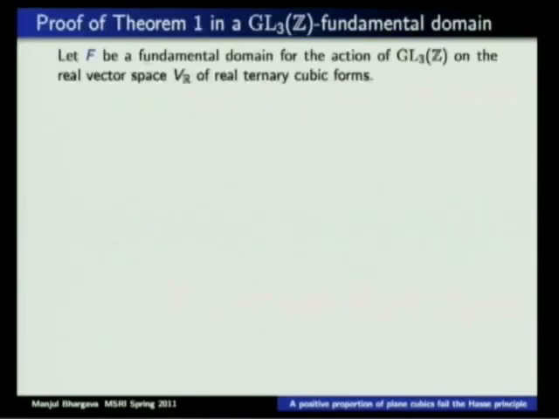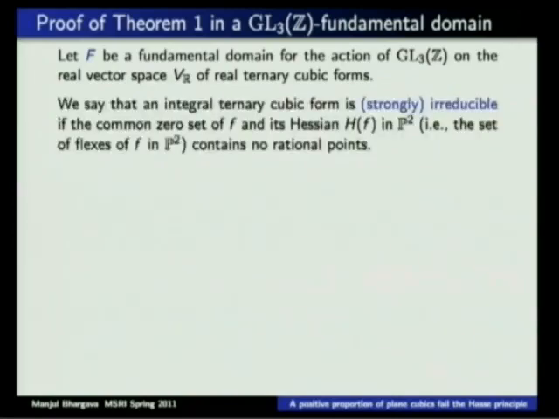So the way we do it is, instead of proving that a positive proportion of ternary cubics fail the Hasse principle in a big box, we first prove it for a fundamental domain for the action of GL3Z on the real vector space of real ternary cubic forms. So let F be such a fundamental domain for the action of GL3Z on the space of real ternary cubic forms.